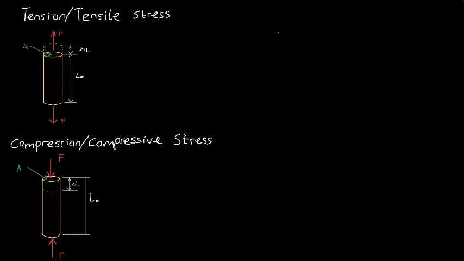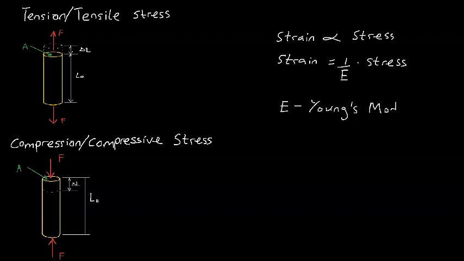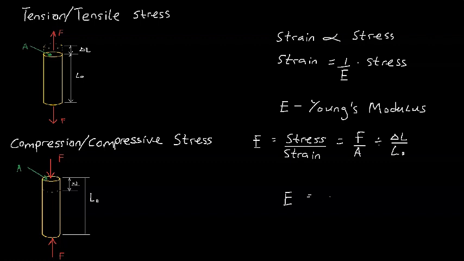Both tension and compression can be described mathematically by applying Hooke's law. If our strain is proportional to our stress, we can say that strain equals the inverse of E multiplied by our stress. E is a constant known as Young's modulus, and we can rewrite it to be equal to the stress divided by the strain. And so we can write E equals FL naught divided by A dL, where F is the applied force, which could be either tensile or compressive, L naught is the original length of the object, A is the cross-sectional area of the object, and dL is the extension or change in length of the object.